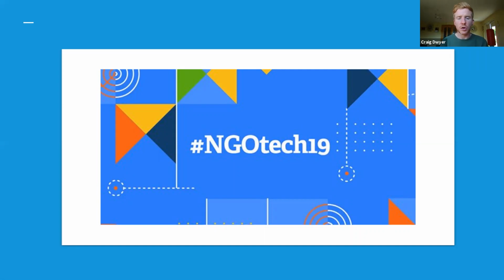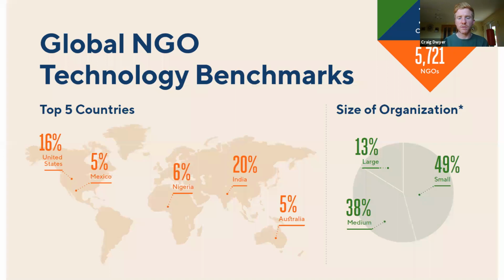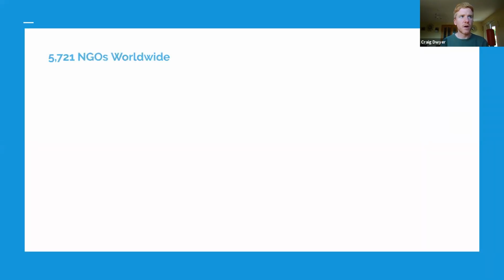It's called the NGO Global Technology Survey. So it's just looking at how NGOs across the world are using new technologies as part of their work. So just some of the findings from the most recent one of those. This is from the 2019 one. So over 5,721 NGOs from 160 different countries around the world. You can see a breakdown there of where they're based, but also the size of the organization. And just looking at some of the stats from that.